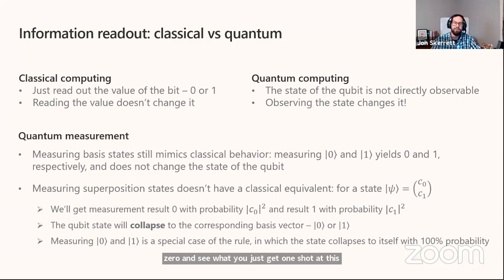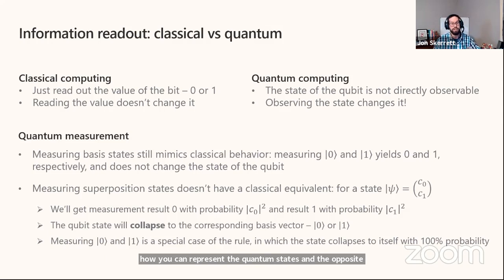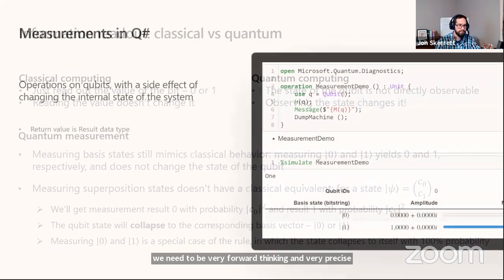So this is why quantum computing is sometimes described as drinking an ocean through a straw. You have this ocean of computational power, of the expressiveness of how you can represent the quantum states and the operations on them. But the way that you get information out of the system is just through a straw. You get one bit from each measurement, which means that we need to be very forward thinking and very precise when we write our algorithms.